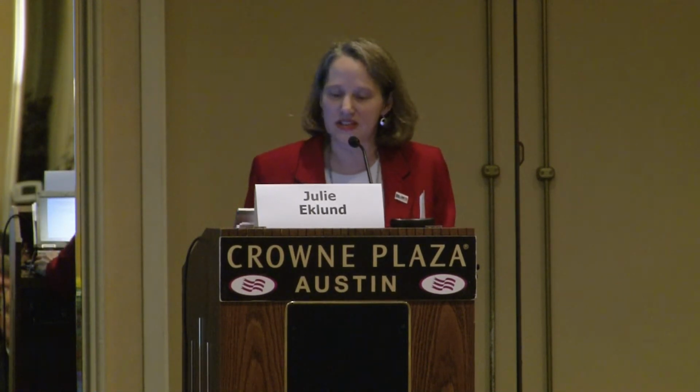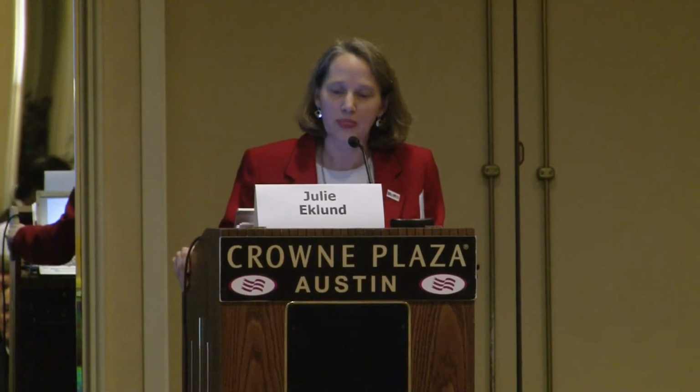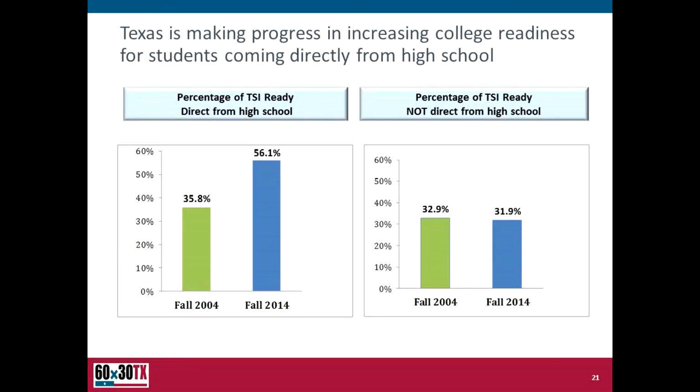Our target for the plan is to get to 65% for all of our students who are coming directly from high school. And for those students who come directly from high school, they are much more likely to be ready. And the TSI is our Texas Success Initiative readiness statute, and it's our readiness measure for students. So if students have met TSI, if they're TSI ready, they're ready to go into college-level courses. And what we see is we're doing a lot better in terms of the readiness of those students who are coming to us directly from high school. But you can see it's pretty much flat for those students who aren't coming directly from high school.